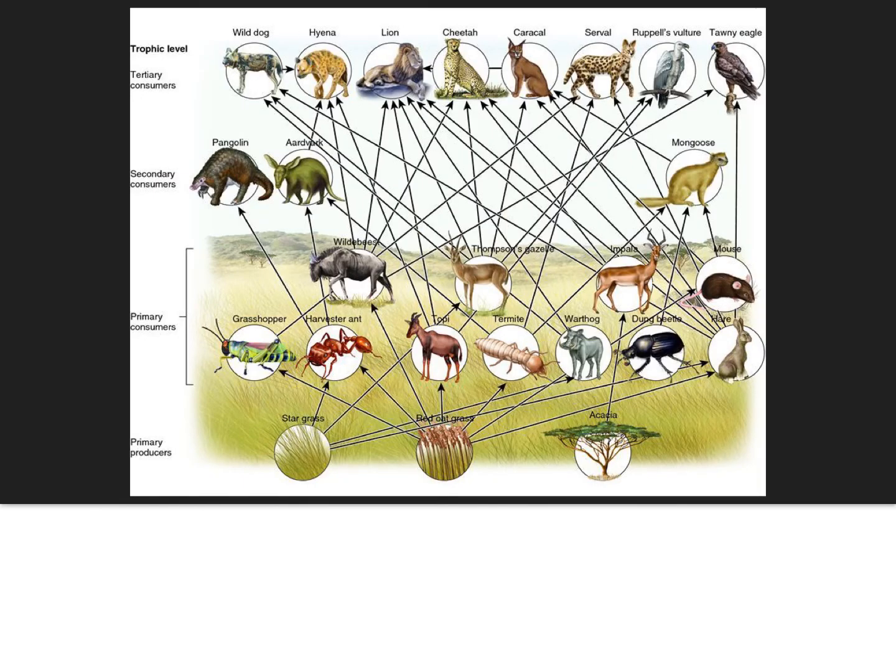Okay, and here's another food web that's more complicated with primary producers, primary consumers, secondary, and then tertiary consumers. So those tertiary are going to eat the secondary ones. Secondary are going to eat the primary, primary eat the primary producers.